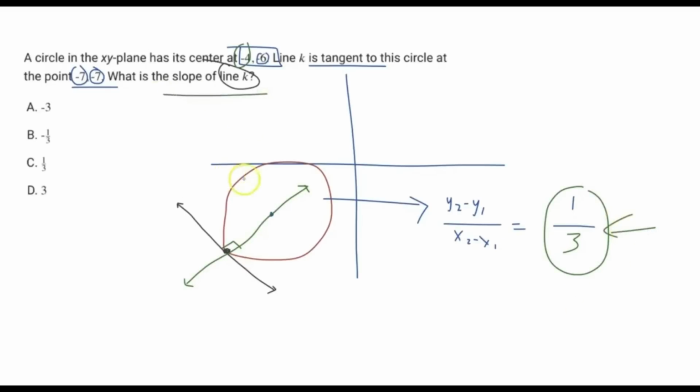So then what is the slope of line K? Well, we just need to take the opposite reciprocal, and the opposite reciprocal here is going to be -3. And therefore, our answer choice is going to be A.